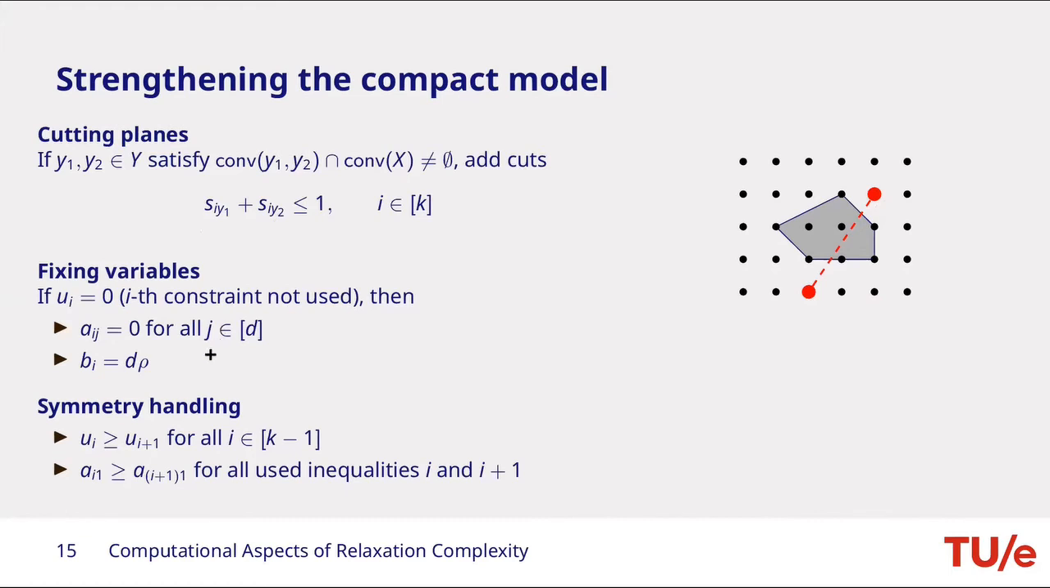Then, of course, there are lots of degrees of freedom in this model. So if we have an inequality that is not used, we just fix it to be a trivial inequality. And of course, we can handle symmetries, for example, by sorting the inequalities, first taking the inequalities that are used in our model, and then among the used inequalities, we want to sort them with respect to their first coefficient in the A variable vector.